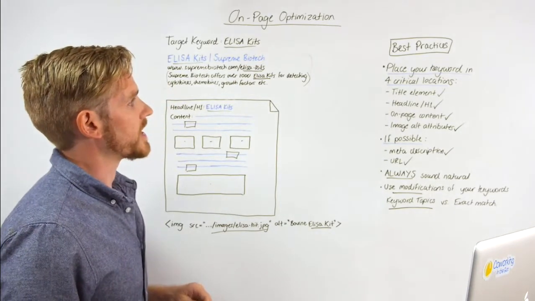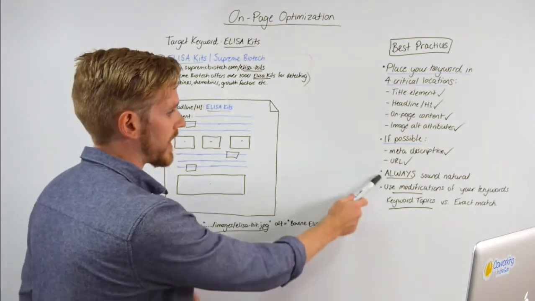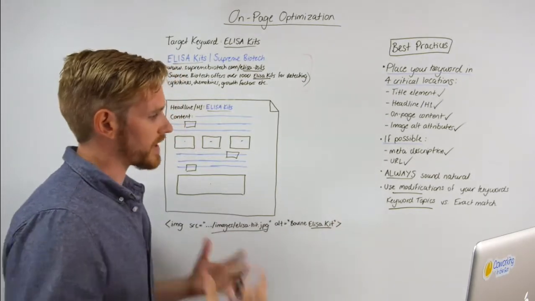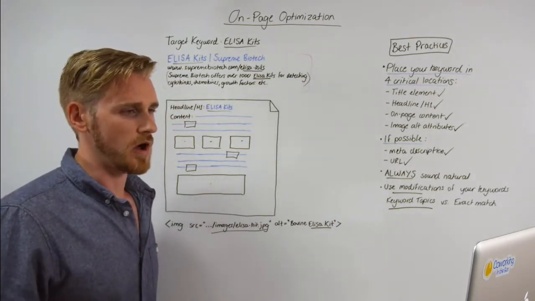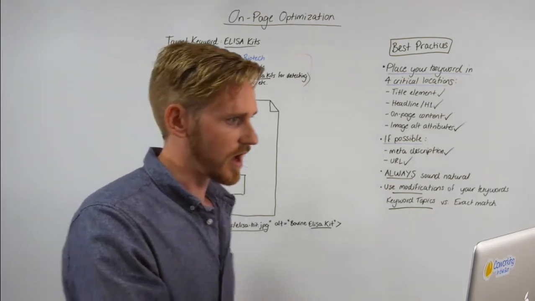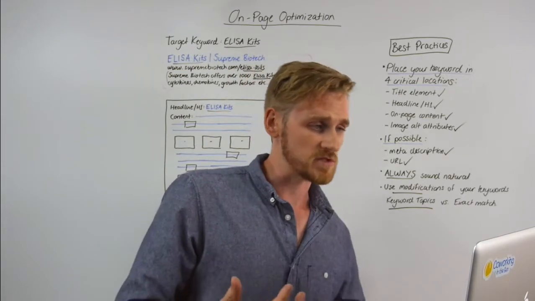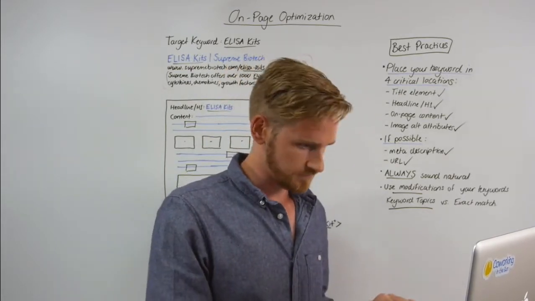So that's the 6 places that you would put your keywords, and the main point is to sound natural as much as you can. So I'm going to take you to my computer and give you some examples of some badly optimized web pages and some well optimized web pages.